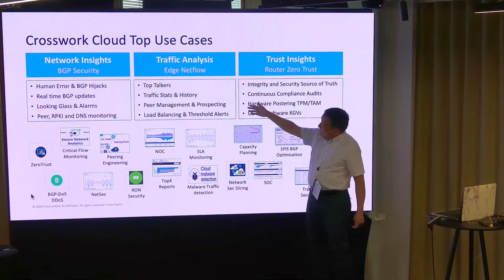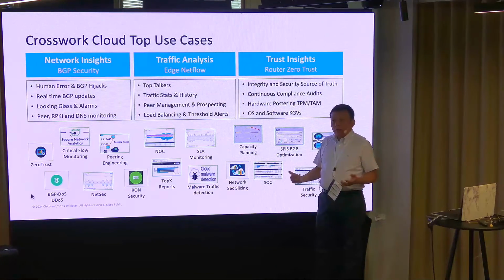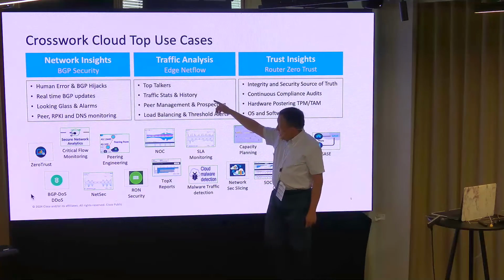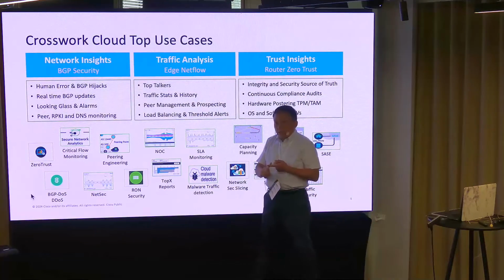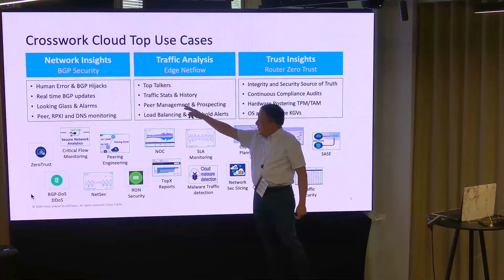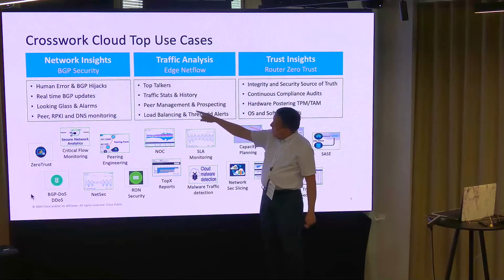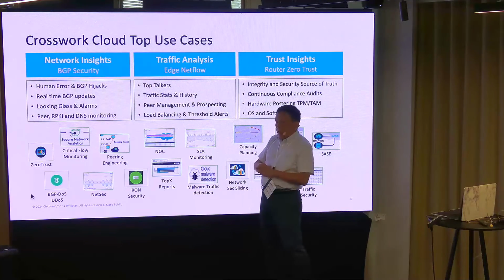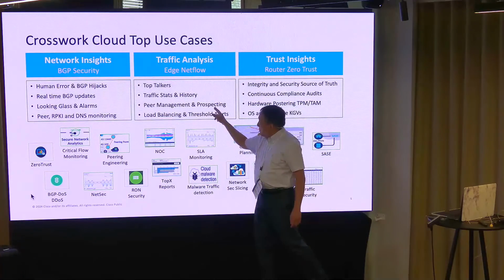And then just a quick summary on traffic analysis, right? Top talkers, we have many popular solutions around customers around the world, right? Top talkers based on ASN, prefixes, devices, and interfaces. Traffic stats and history. Network insights and traffic analysis, we both keep history up to 90 days so that you can look at three months of information to troubleshoot anything that you didn't catch the first time. Okay? And then we do peer management.